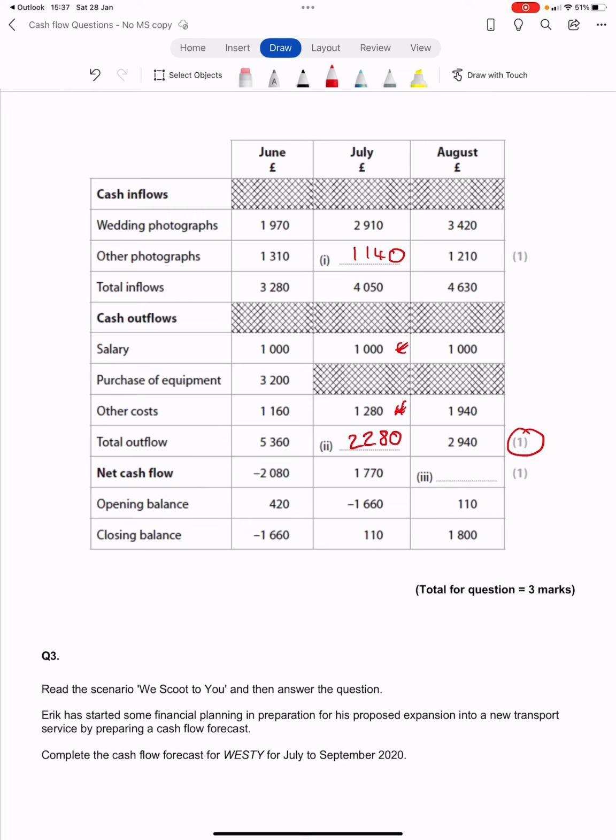Now the final row, we've been asked to calculate the net cash flow, and this is for August. So you'll notice that in the previous months, the net cash flow is equal to the total inflows minus total outflows, and that equals the net cash flow. So that's how you work out net cash flow. It's total inflows minus total outflows, and that is equal to net cash flow. Total inflows minus total outflows equals net cash flow.